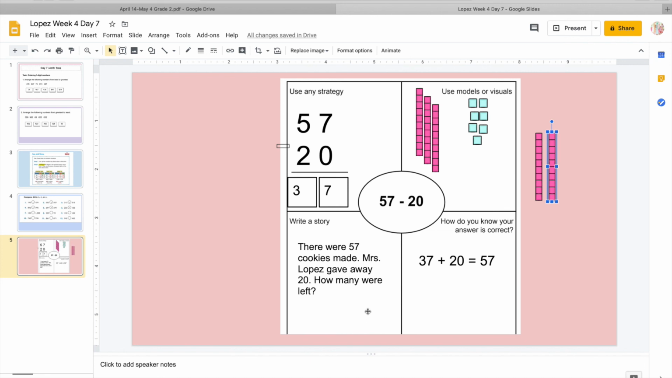How do we know our answer is correct? Remember, when we're checking our work, we're going to do the opposite. That's the inverse operation, okay? So we are going to take our difference and add it to one of our addends, and if we add it correctly and it equals the other addend, we know that our work is correct. So we have 37, we add 20, which equals 57, and our addend was 57. We checked, we know our work is right.